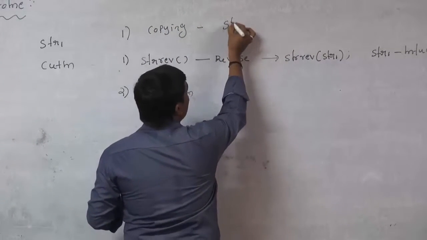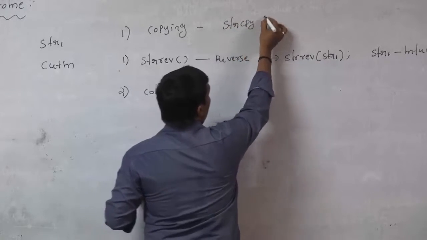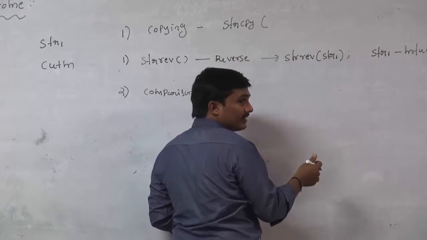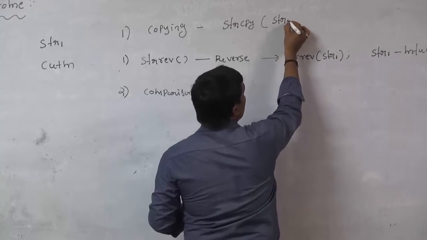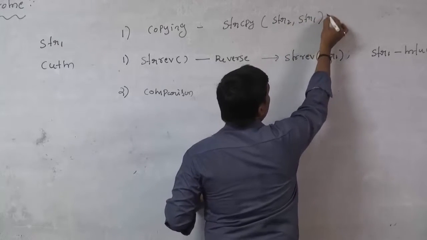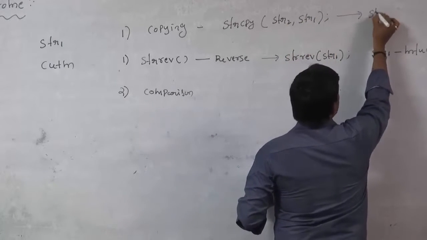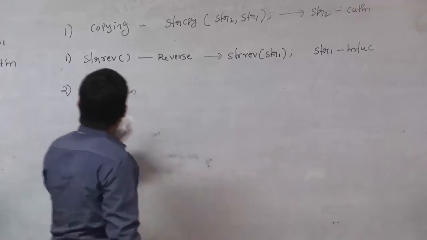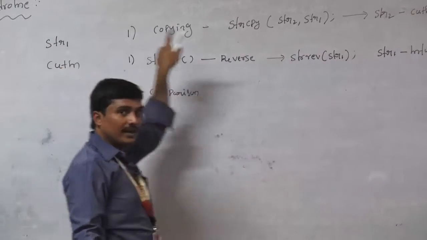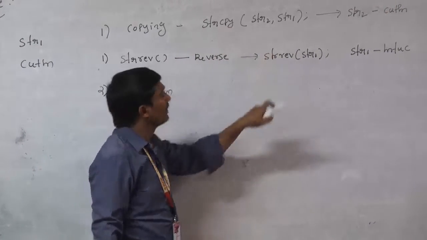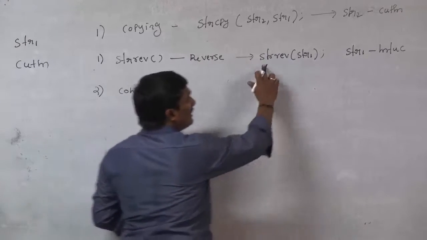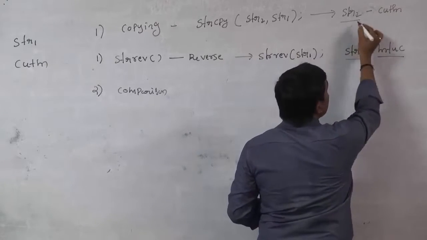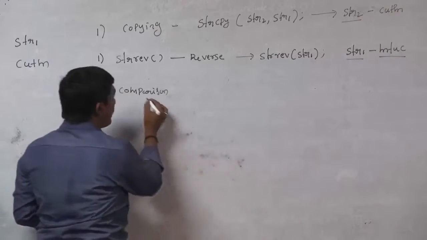So let's take strcpy. What is the syntax of copy string? Let's take strcpy of str2, str1. That means str2 is copied with what? Now str1 has the original string as well as str2 has the original string. Now I am going to find the reverse, strrev of str1. So this is what? Reverse. The original string is in which one? str2. Now you are going for comparison.